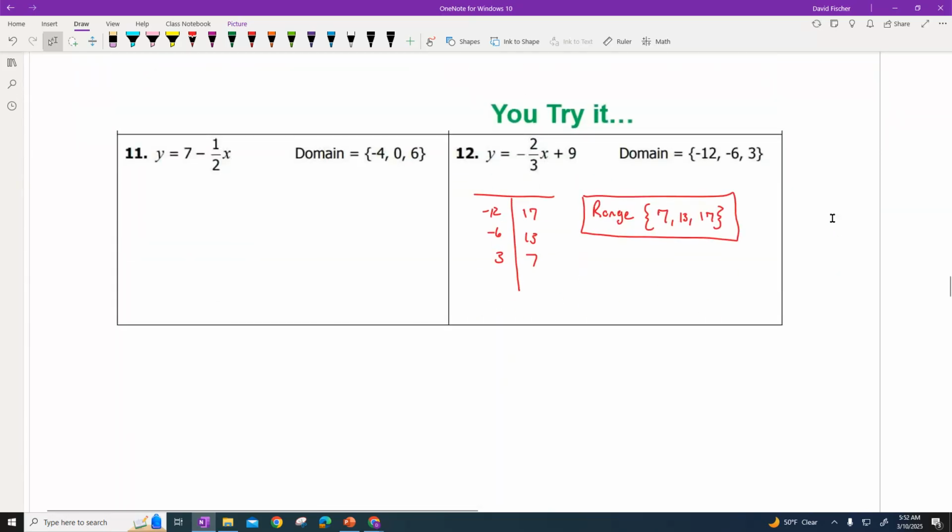Alright, let's see how you did. Yeah, see, they weren't in order, so that's why, again, I like the table here. 7, 13, 17. Alright, so again, important. Domains and ranges are always in order. You'll see them that way listed here when they give them to you.